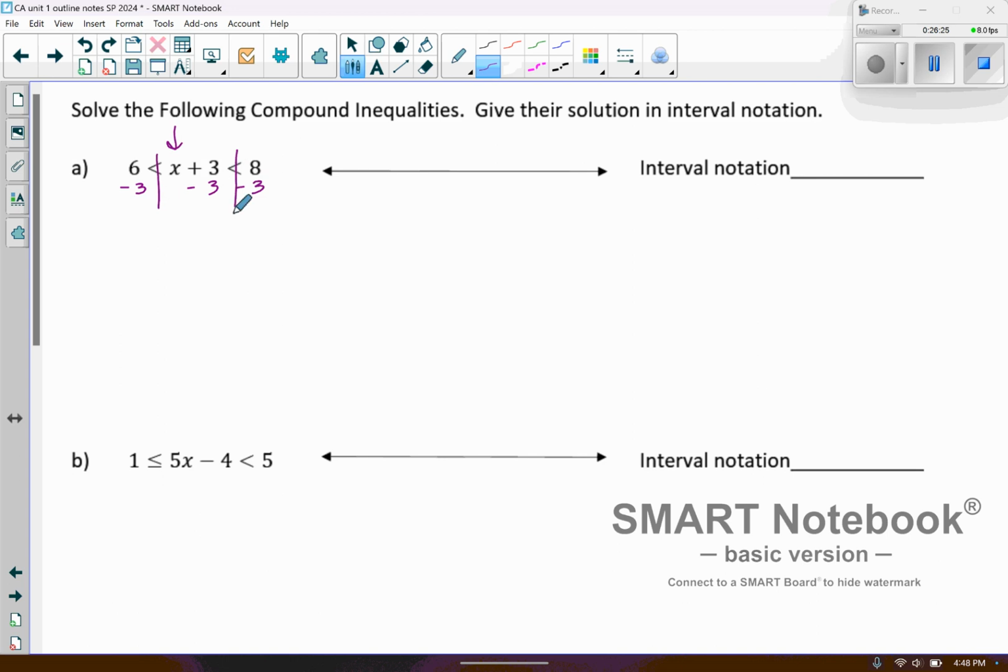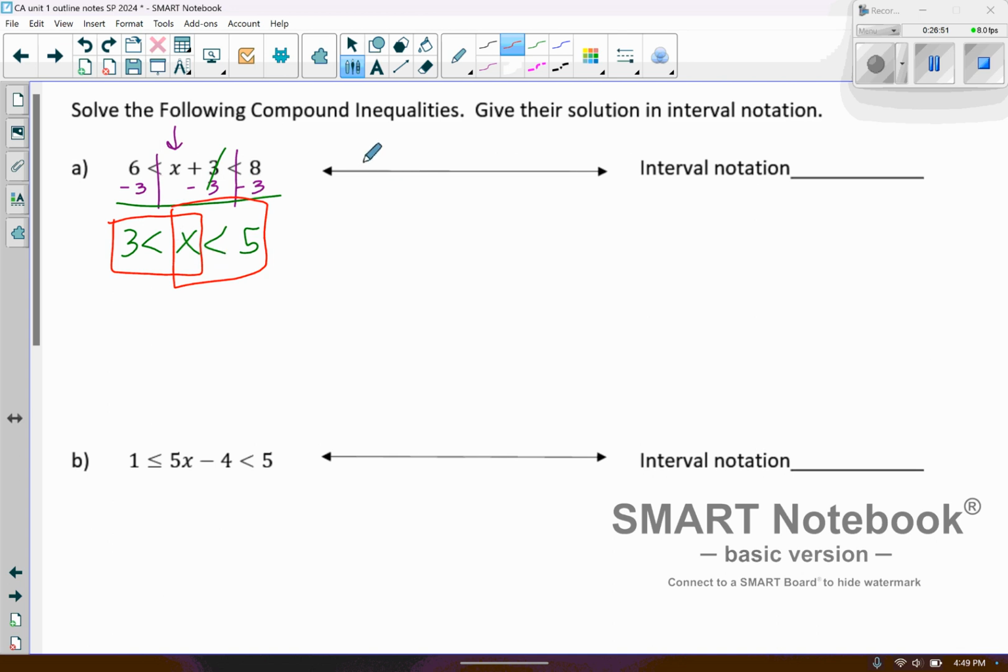Sometimes I like to draw these lines to keep everything separated. What happens here is the plus 3 and minus 3 cancel out. 6 take away 3 is 3, and then I have my less than x, and then less than 8 take away 3, which is 5. So x is getting squeezed between this. x has to be greater than 3, but it also has to be less than 5.